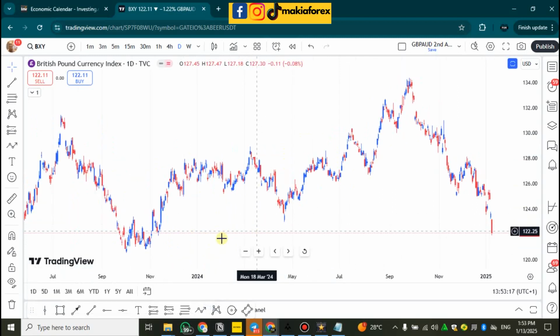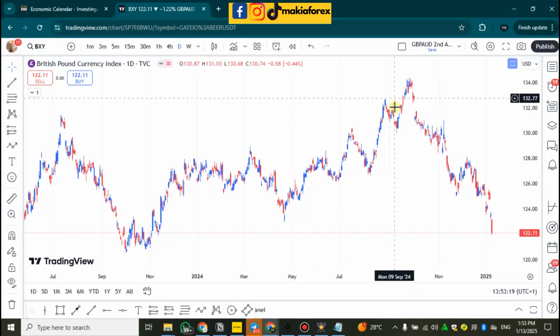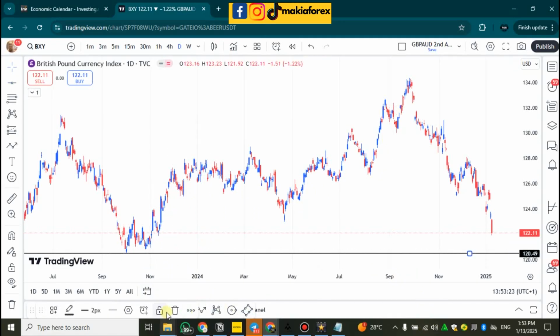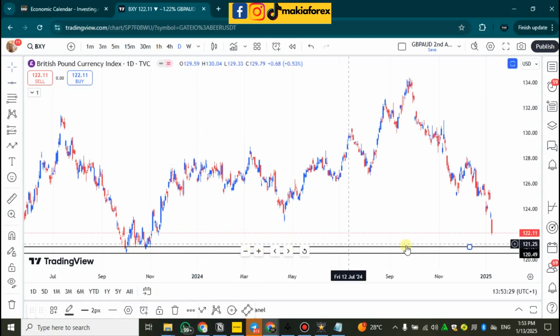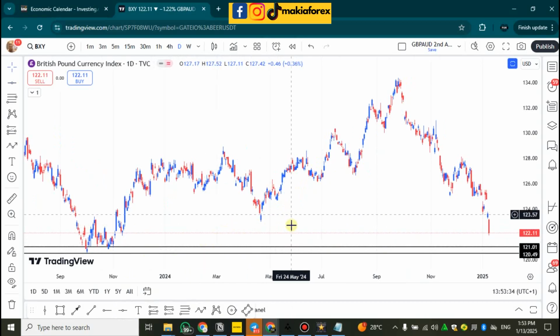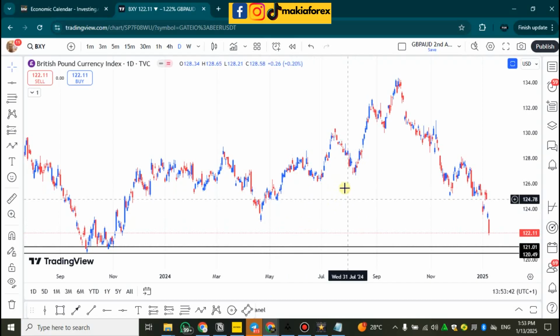If it gets to a strong demand zone, like you can clearly see over here, and it starts going in a bullish direction, it means that all pairs with the GBP are going to be going bullish. You will see that the GBPUSD will be bullish, GBPJPY will be bullish, also the GBPAUD and the rest of those pairs will also be bullish.